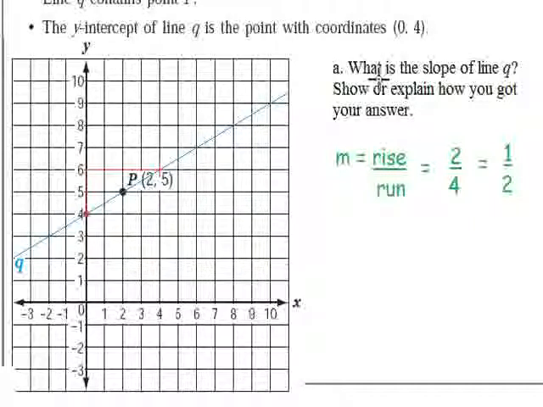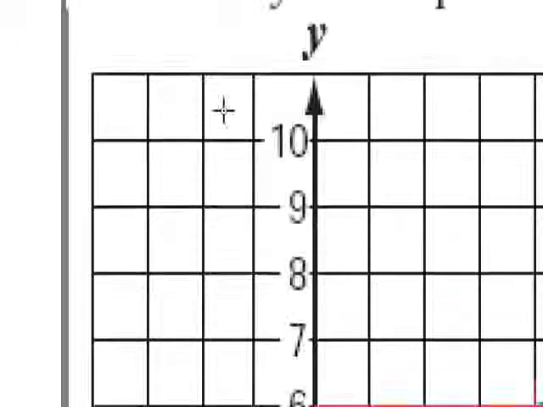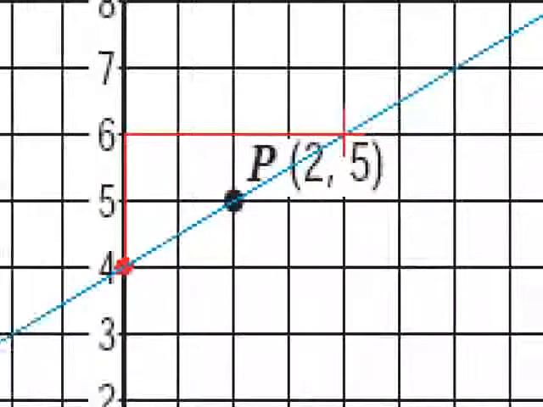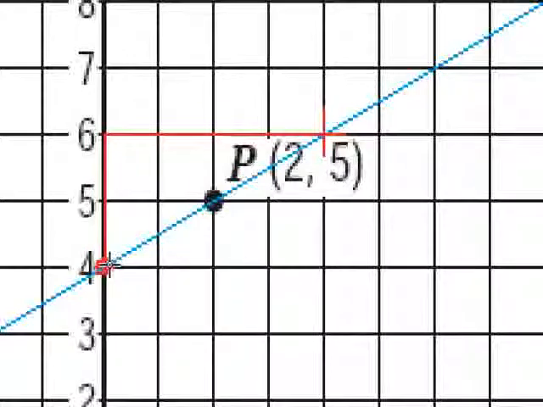So part A of this question says, what is the slope of line Q? Show or explain how you got your answer. Well, the slope, if you look close, let me zoom in a little bit and bring this up and over. For every one up you go 2 spaces over. I've outlined it in red, just in case you miscounted something: you would go up 1, 2 spaces. So the rise here would be 2, and the run would be 1, 2, 3, 4.